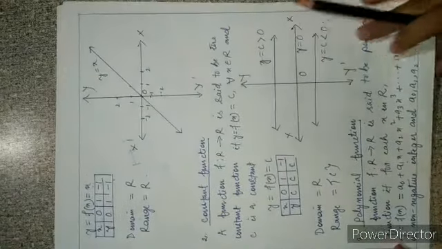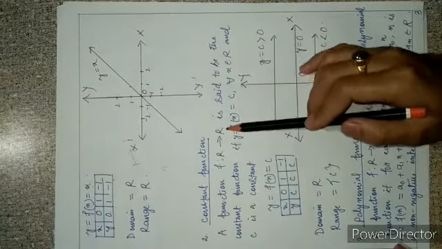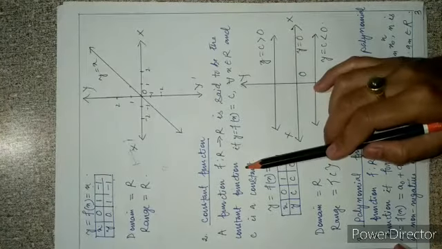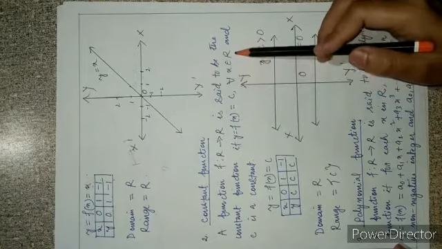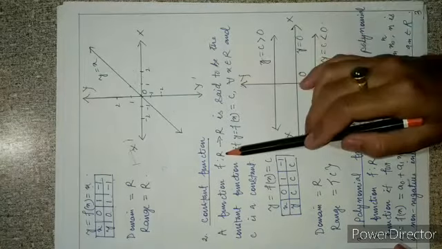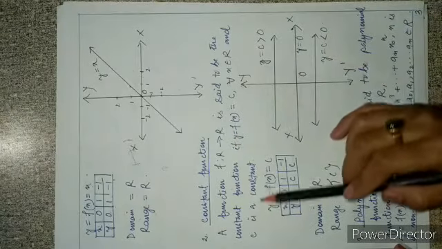Next function: constant function. A function f defined from R to R is said to be the constant function if y or f(x) is equal to c for all x belongs to R. This x will be in R, R means domain, and C is a constant.